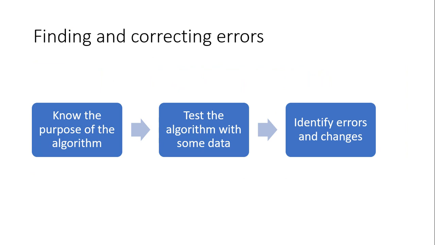So what you have to do to find and correct the errors is, firstly, you have to know the purpose of the algorithm, which means you have to read the description. You test it with some data, and then you'll notice that there are some errors and some changes that you can make. So let's have a look at an example.